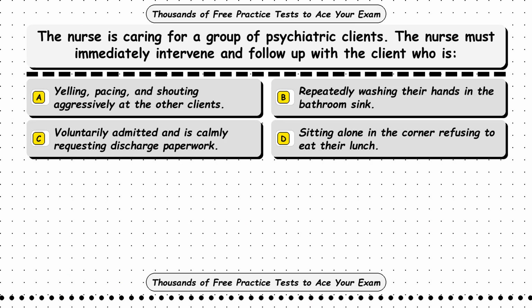Question 104. The nurse is caring for a group of psychiatric clients. The nurse must immediately intervene and follow up with the client who is: Option A, yelling, pacing, and shouting aggressively at the other clients. Option B, repeatedly washing their hands in the bathroom sink. Option C, voluntarily admitted and is calmly requesting discharge paperwork. Option D, sitting alone in the corner refusing to eat their lunch.